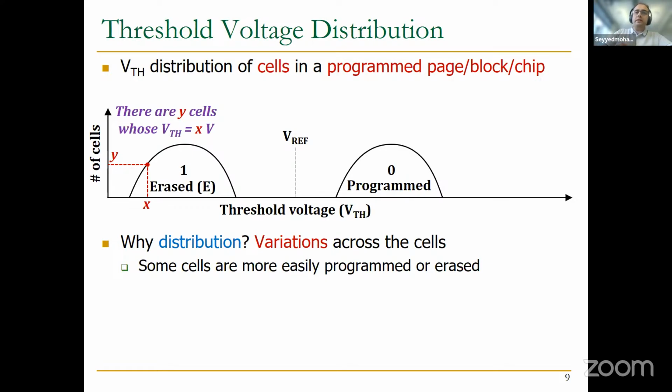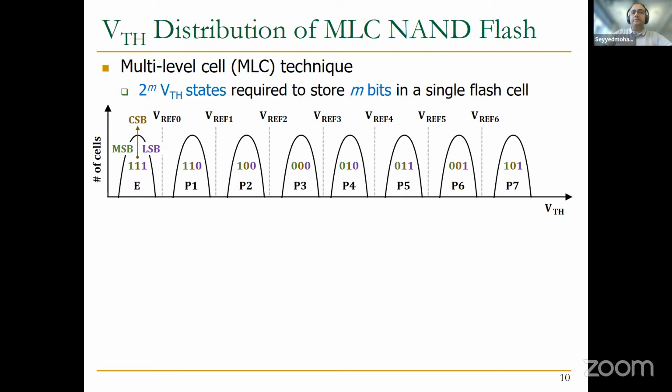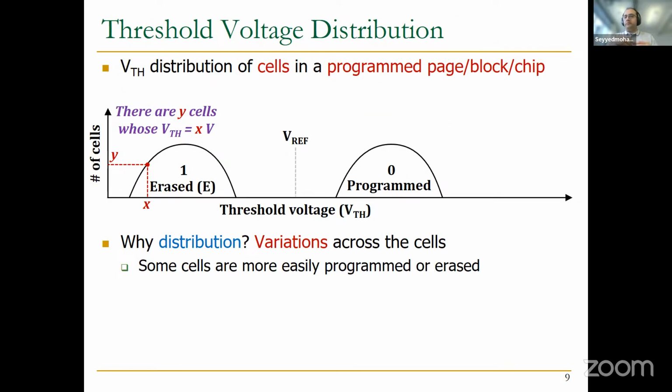The reason for that is basically we have variations across the cells. Some cells are more easily programmed or erased, but some cells are hard to program. So when you apply a program voltage, for some cells the threshold voltage is going to increase quickly, but for other cells you need to apply more, or you need to wait more.